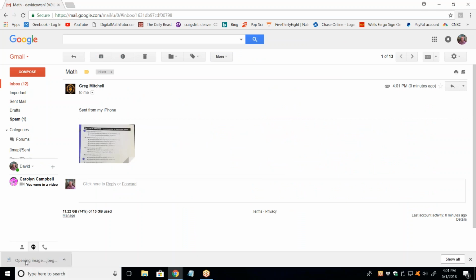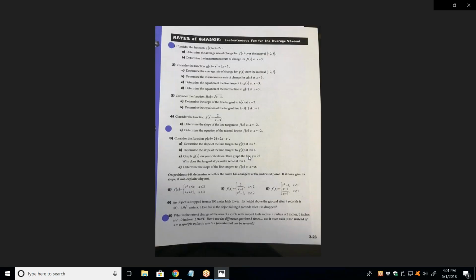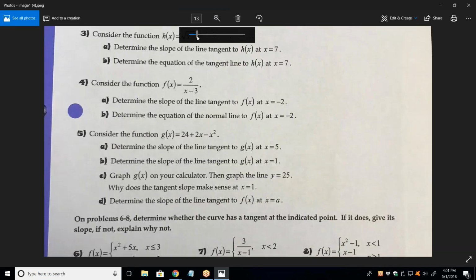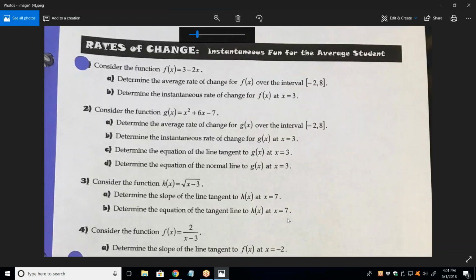Rates of change. The difference between calculus and algebra is all about average rate of change. Calculus is generally about instantaneous rate of change.